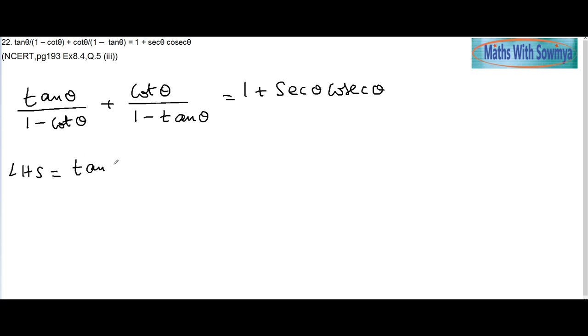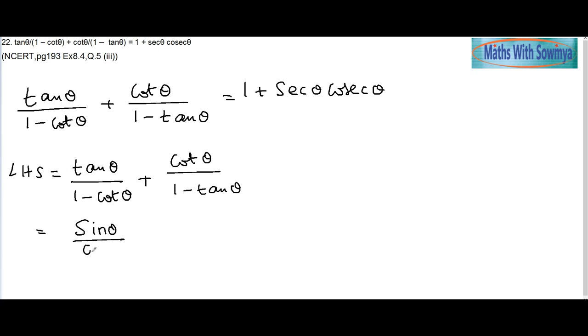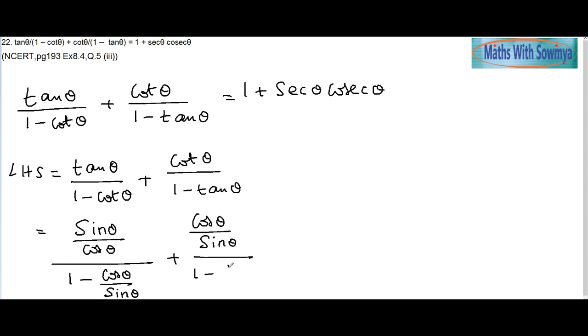LHS is nothing but tan theta by 1 minus cot theta plus cot theta by 1 minus tan theta. Tan and cot we will write in terms of sin and cos. Tan theta is nothing but sin theta by cos theta divided by 1 minus cot theta, which is cos theta by sin theta. Similarly, in this case, cot will give us cos by sin and 1 minus sin theta by cos theta.